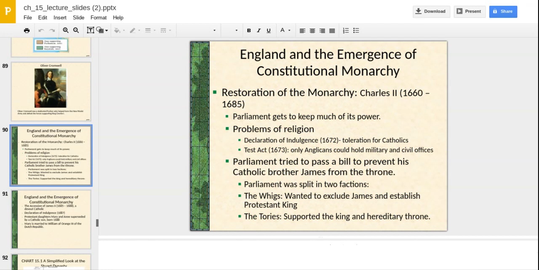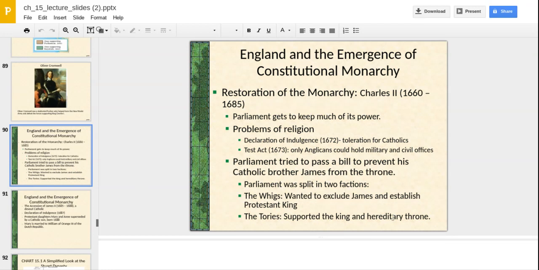So we get the Restoration monarchy here with Charles II. Parliament, however, did get to keep much of its power. So with England, you're always going to have limited monarchs instead of absolute monarchs now. There's still this issue of religion. The Declaration of Indulgence presents toleration for Catholics. However, the Test Act, just a year later, says that only Anglicans could hold military and civil offices. So they're not going to let Catholics hold that office, really trying to force people to be Anglican here.